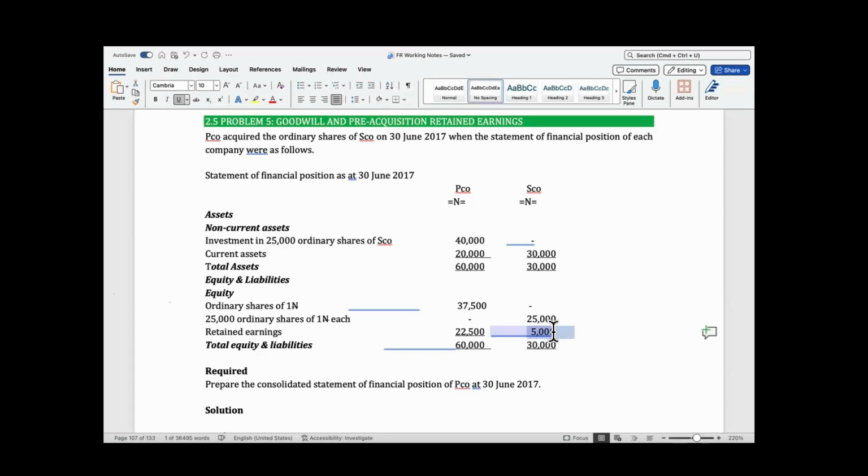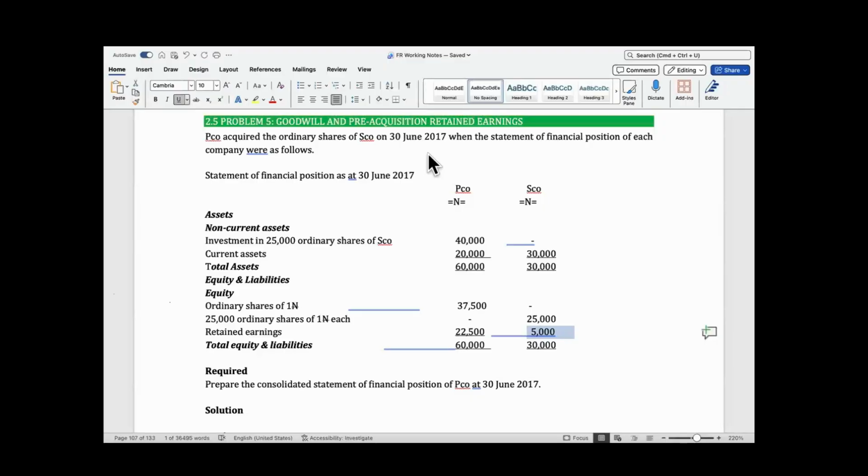Yeah. So from what we've been looking at, in my understanding, we should take that out because it is not from inception that the acquisition happened. So it means that the 40,000 naira Pico paid has covered the retained earnings. So that's my understanding. So it should be part of what we will cancel. Nice one, Shaya.